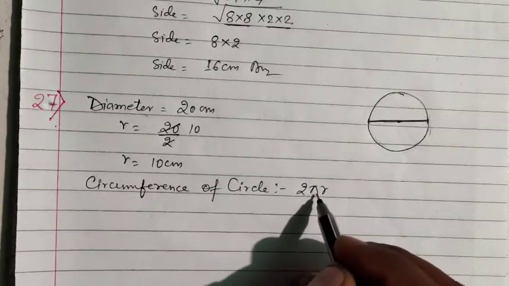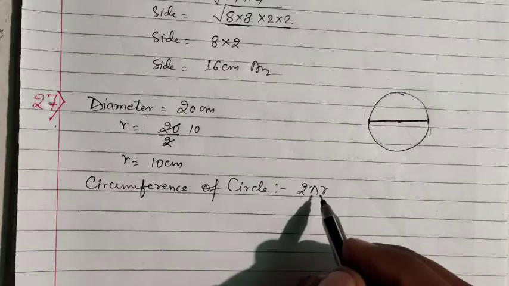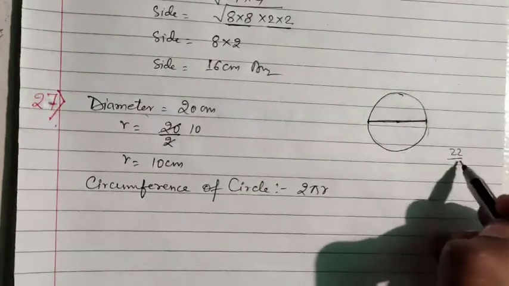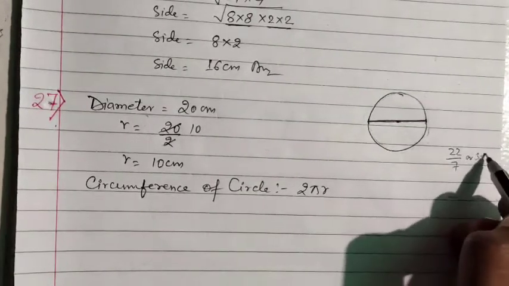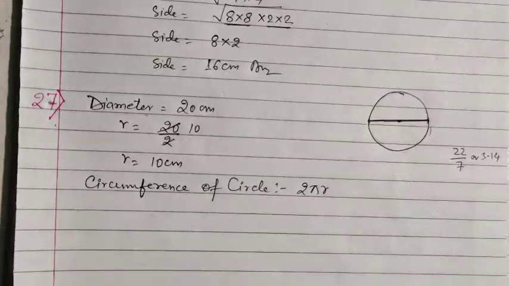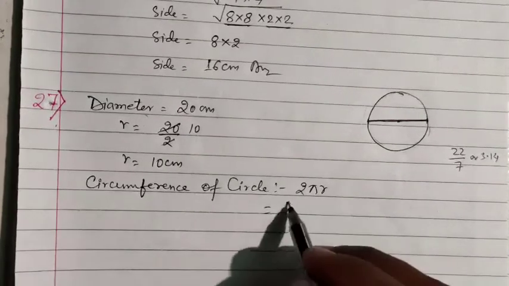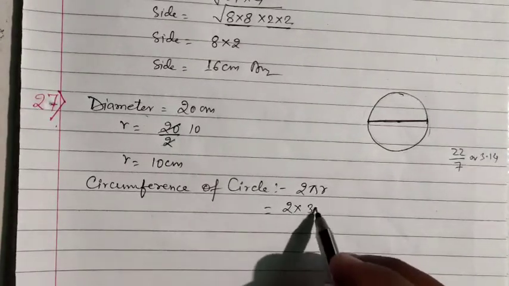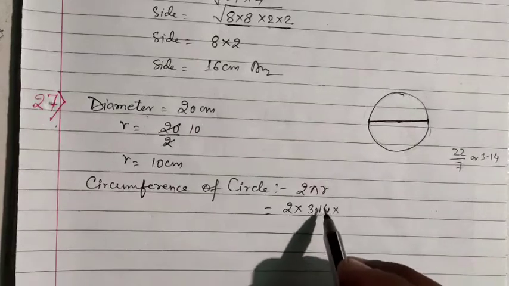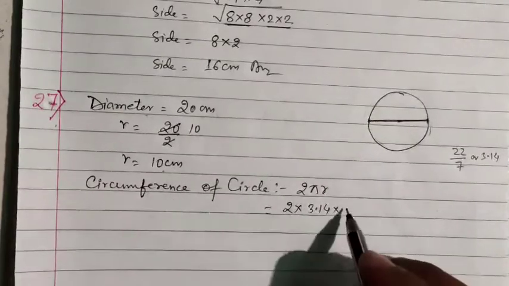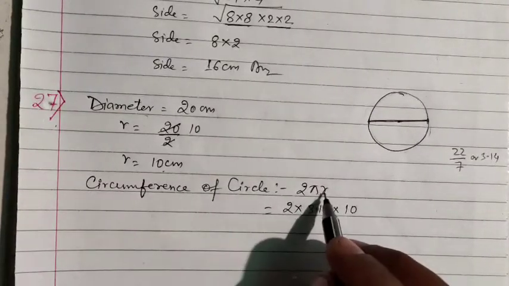Here pi is a Greek word and the value of pi is fixed, that is 22 by 7, or we can use 3.14. Here in our question it has given that we should use 3.14. Now 2 into pi, the value of pi we have to use 3.14, into r, the value of radius is 10. R is the radius.